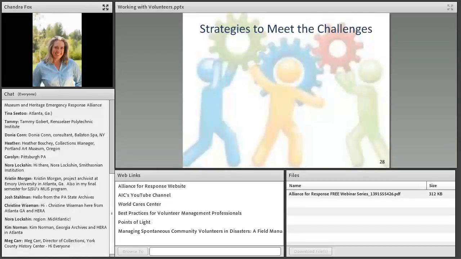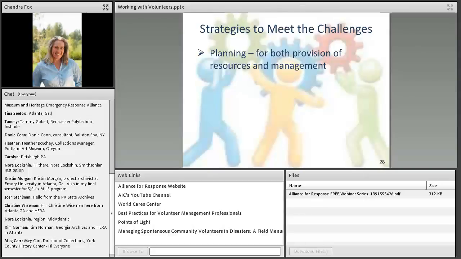So some of the other strategies, continuing on, of course, is planning. And planning is key. It's the bottom line for everything. And when you're talking about volunteers, you have to plan for both management of the volunteers, so how you're actually going to manage what they're doing, and you also have to plan for the provision of resources because, as I've said, managing volunteers and working with volunteers can be very, very resource intensive. So making sure that you know what you have, what you need in order to have the capacity to manage these volunteers. Do you have the necessary personnel? Do you need help? Do you have adequate people within your organization to supervise and train and staff and manage and do all of these things?